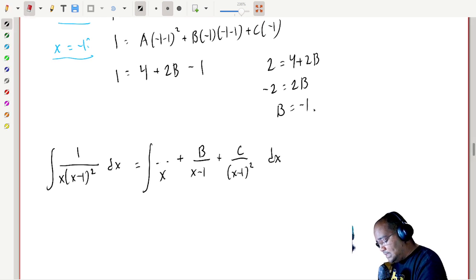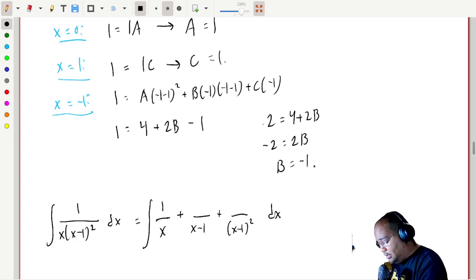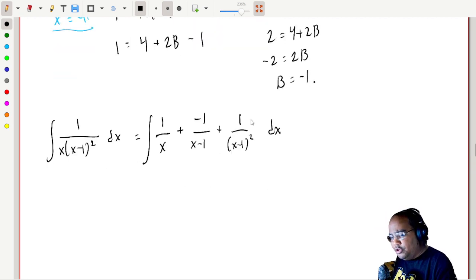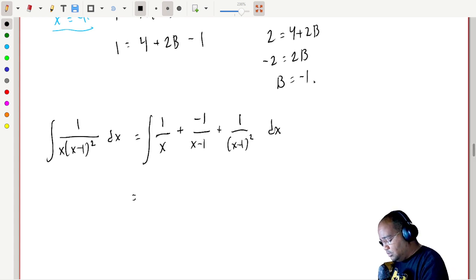And now we just replace a, b, and c with the values that we have found. So we found that a was equal to 1, c was equal to 1, b was equal to negative 1. And all three of those integrals are very easy to do, okay? We just use our base results here. First integral, that's going to be natural log of absolute x. The second integral will have minus natural log of absolute x minus 1.